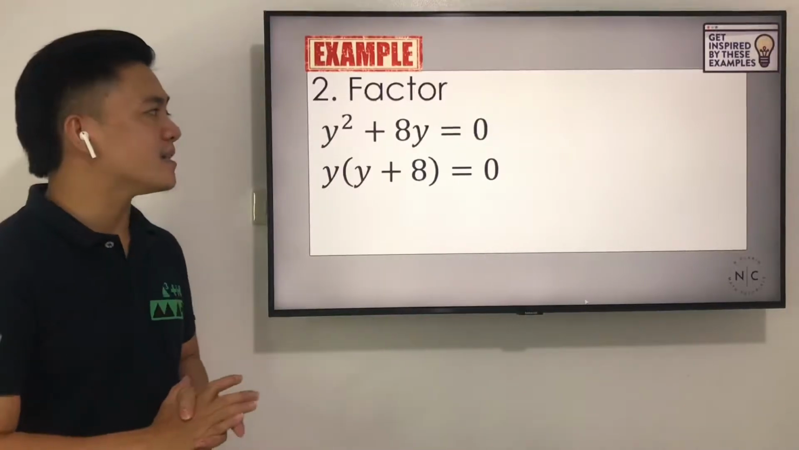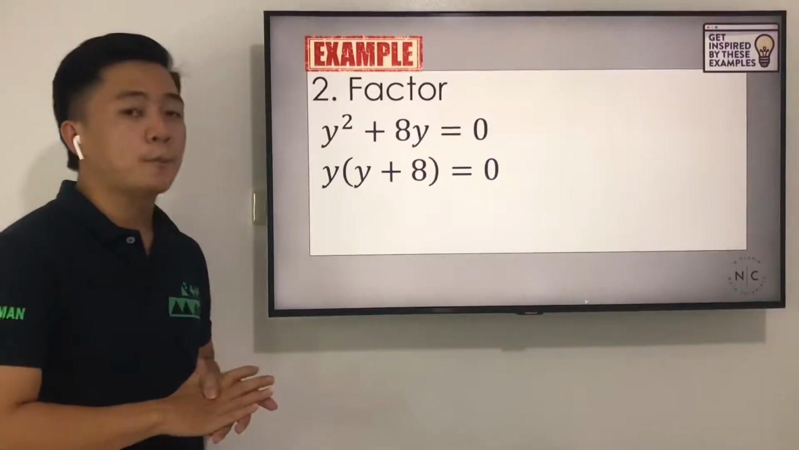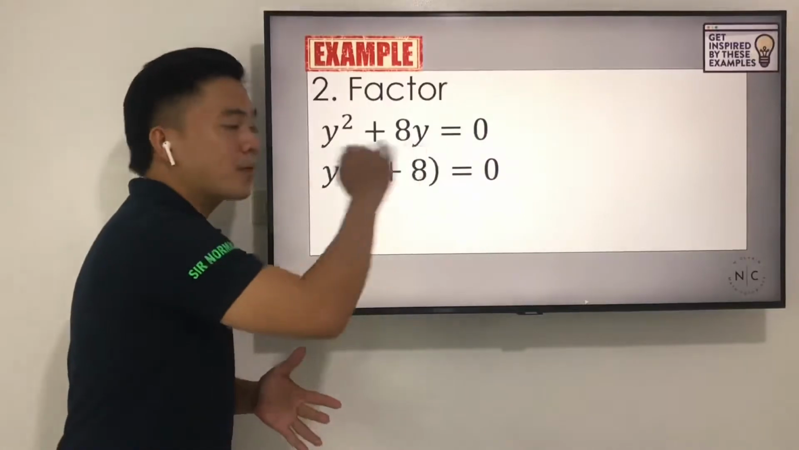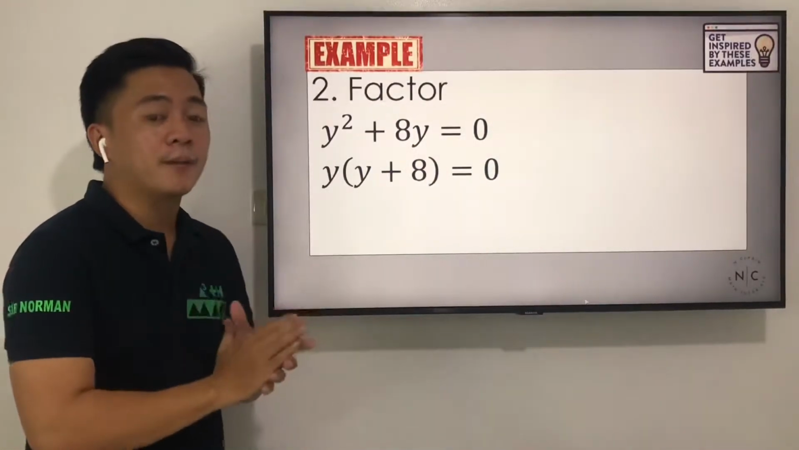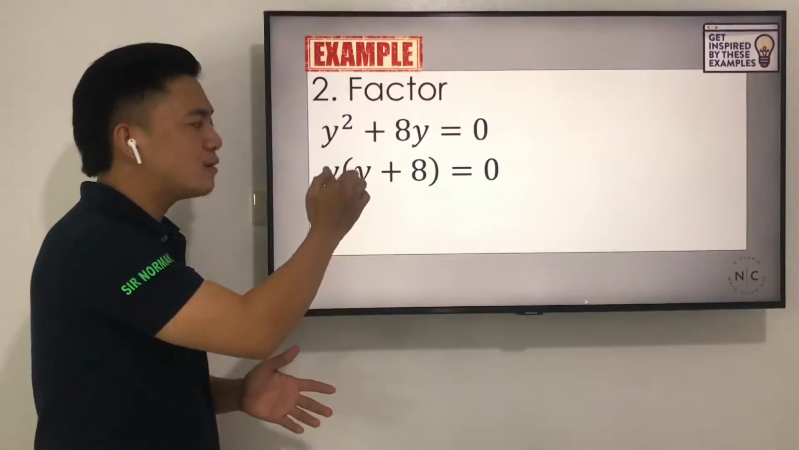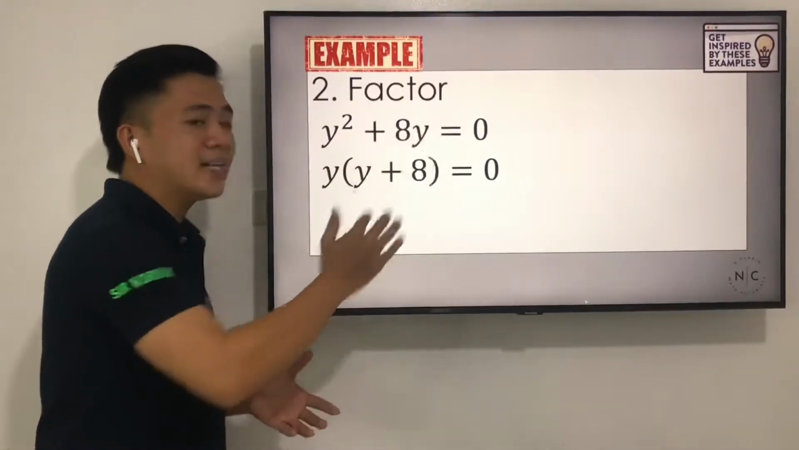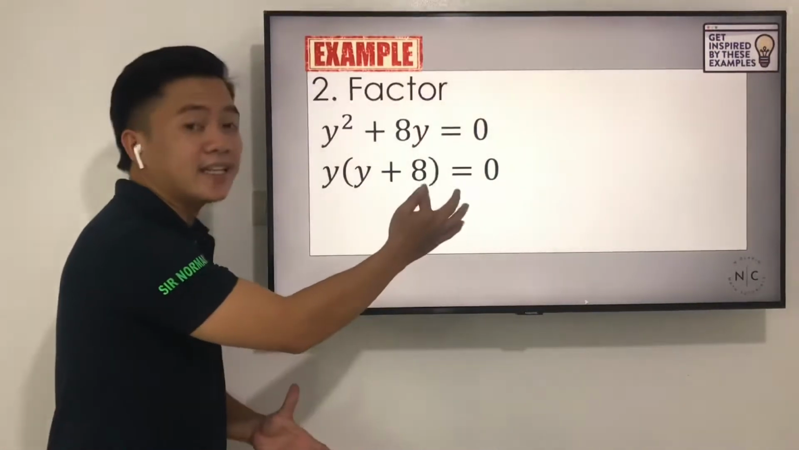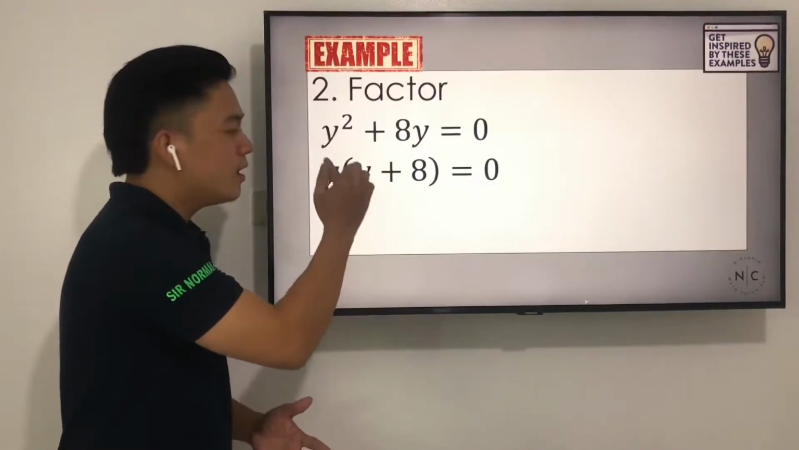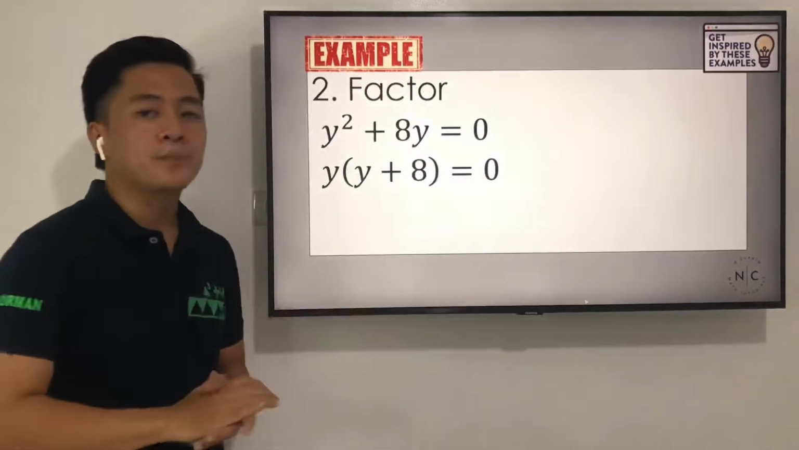Next step is factor. So, titignan natin sa ating given na equation, which is y squared plus 8y is equal to 0, kung ano yung common sa dalawa. So, ang kanilang pagkakahalintulad is pareho silang may variable y. So, ilalabas natin si y. So, i-divide natin si y kay y squared, kaya naging y. Si y is, i-divide natin kay 8y, kaya naging 8 na lang. So, kung magdi-distribute tayo dito, y times y is y squared, y times 8 is 8y. Same lang tayo. Finactor lang natin yung ating given na equation.